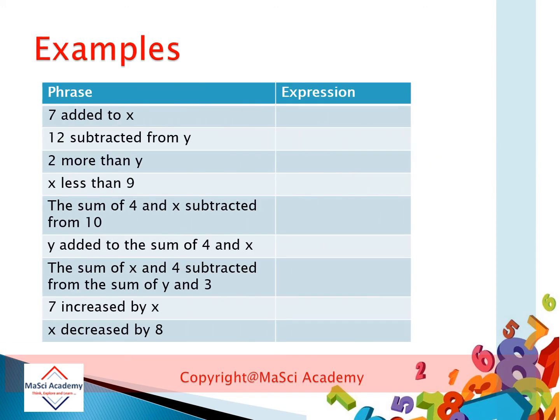Here are a few examples for making algebraic expressions using addition and subtraction. The first one is 7 added to x. The corresponding expression would be x plus 7. 12 subtracted from y becomes y minus 12. It is not 12 minus y. Thus, make rainbows specially for subtraction.